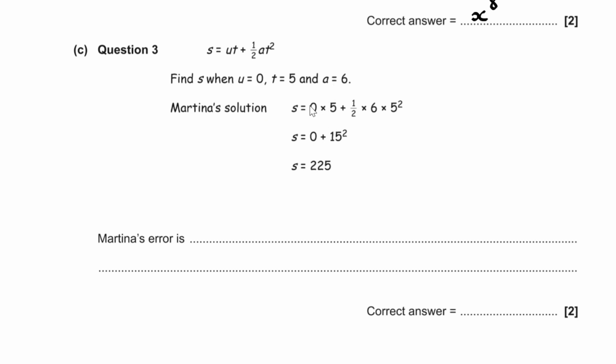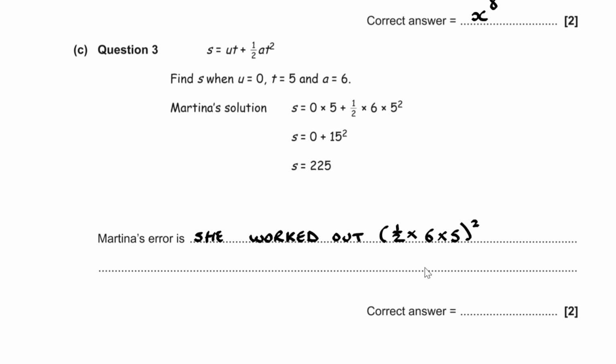So did she sub everything in correctly? Yes, she did. And, well, 0 times by 5, that's definitely 0. And then here we've got a half times by 6 times by 5 squared. Well, this should be 3 times 5 squared. And here, it's not 15 squared. What she did was she worked out half times by 6 times by 5 all squared, which is 15 squared. She shouldn't have done that.